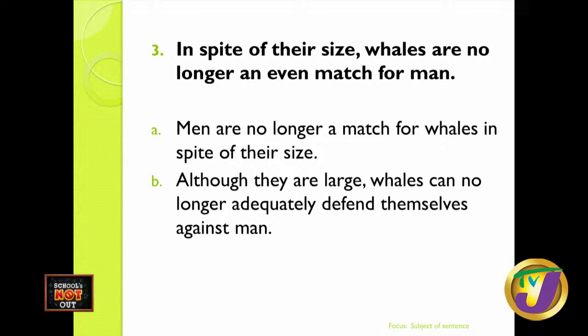A is not considered the equivalent sentence because we're not talking about the size of men. We're not saying that they aren't a match for whales. The focus is on whales and the fact that they are no longer an adequate match for man. So the equivalent sentence for three is indeed B. Let's look at number four.